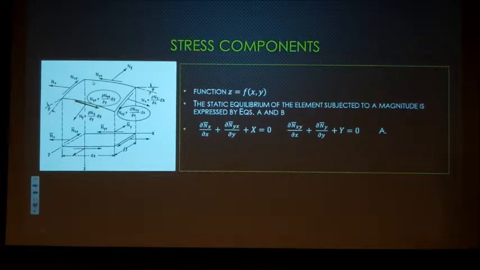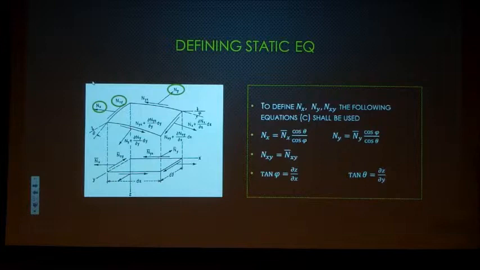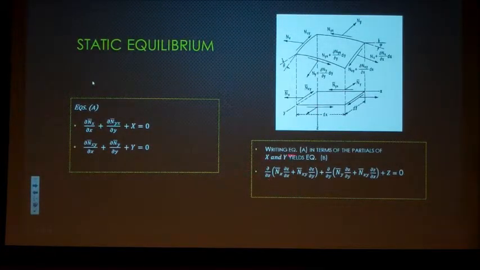It says here the static equilibrium of the elements subjected to the magnitudes is expressed by these two equations, and we're going to further integrate these equations into the Hoover function to come up with an equation that could evaluate different types of shells. So this right here would be saying your sum of forces equals 0. So right here is our x's, this is our y's, this is our z's, and they're going to equal 0. This is just expressing this in that picture again.